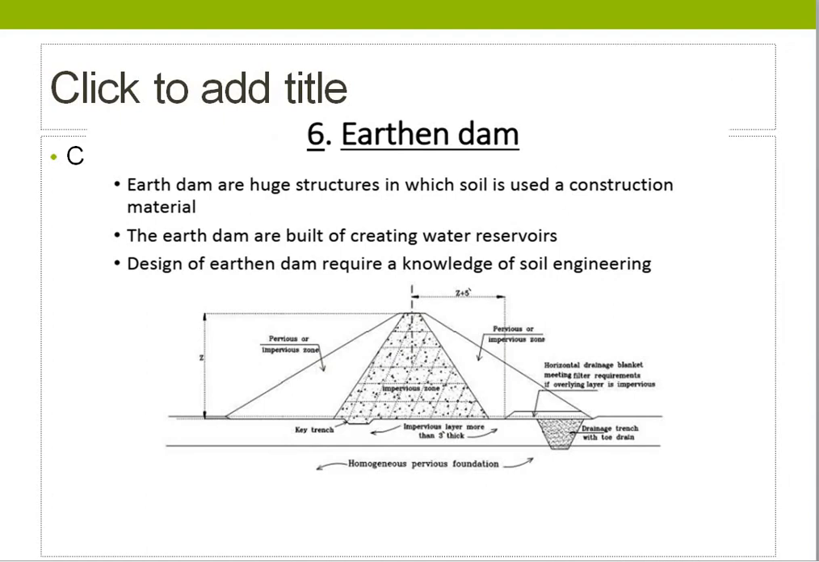The sixth application or scope of soil engineering is in the field of construction of earthen dams. You know what a dam is? A dam is a hydraulic structure constructed across a river to form a reservoir or to store water. Then what is an earthen dam? When soil is used as a construction material, the dam is called an earthen dam.